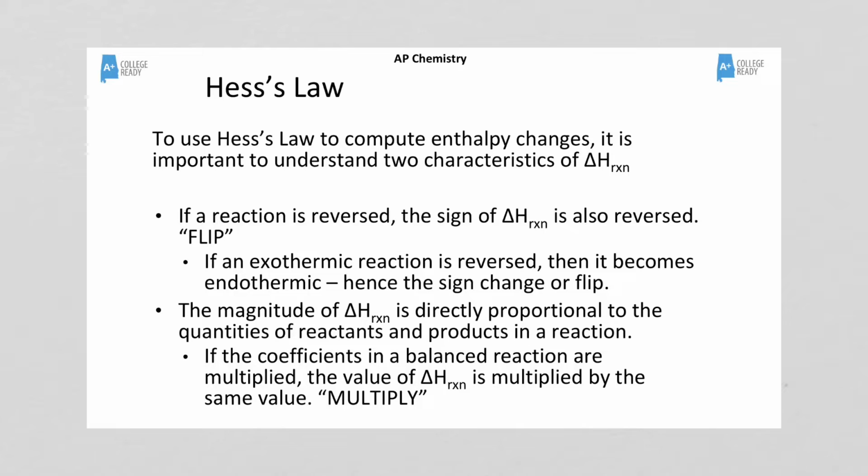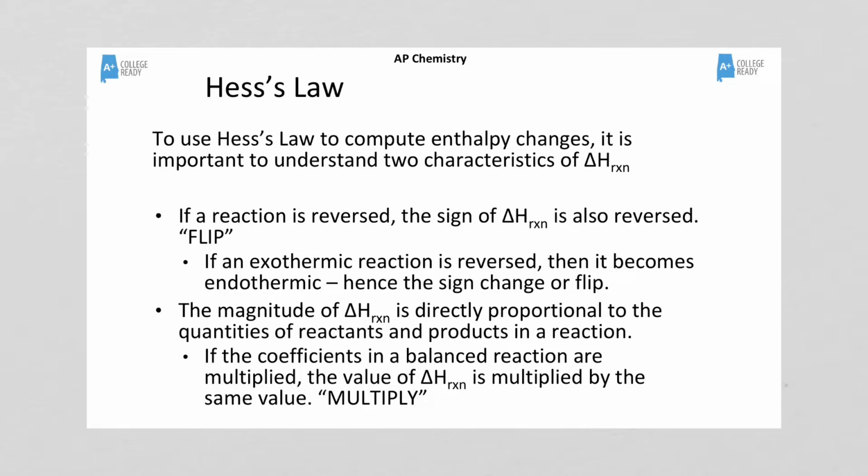So notice the first bulleted point mentions that if we need to reverse a reaction, we also would reverse the sign of delta H. Because a reaction is in one direction exothermic, if the reaction is reversed, the energy stays on the side that was reversed, so then it becomes endothermic.